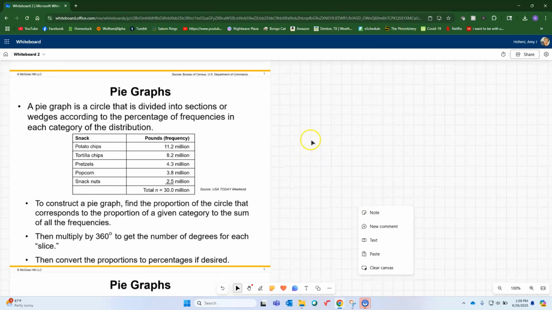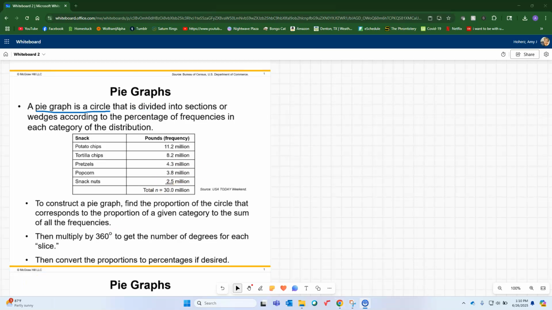Okay, so then the next thing we're going to talk about is pie graphs. Pie graphs are a circle that is divided into sections, or wedges, or pieces of the pie. And with this, the biggest thing when you go to construct these is you have to know what proportion of the data is in each piece of the pie.